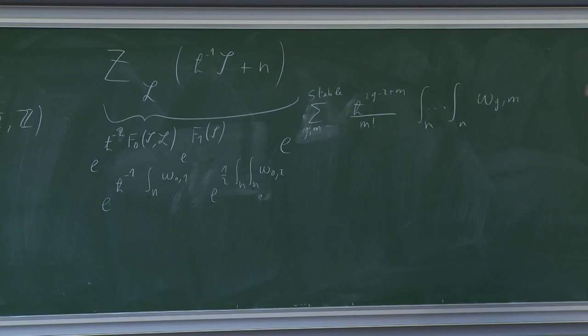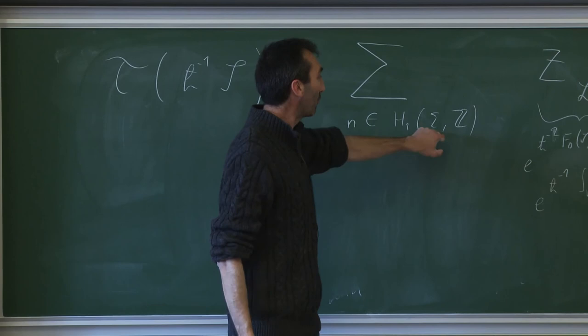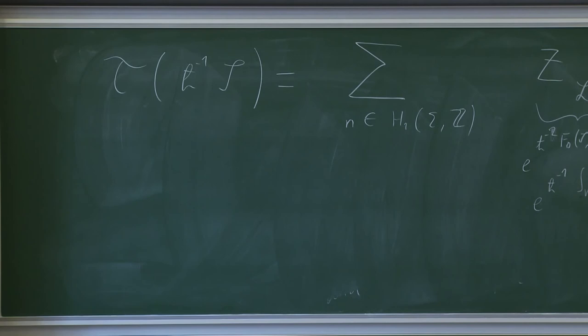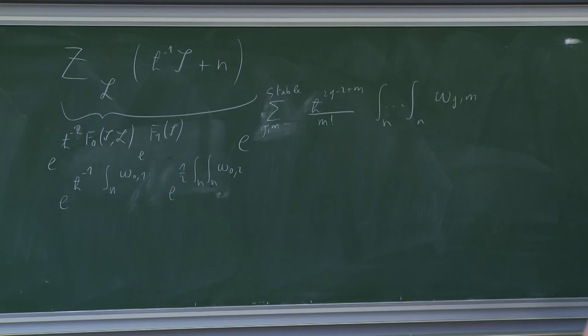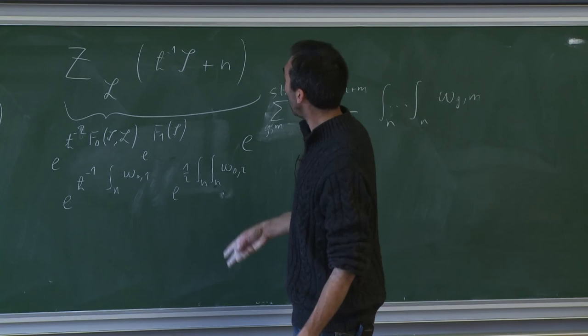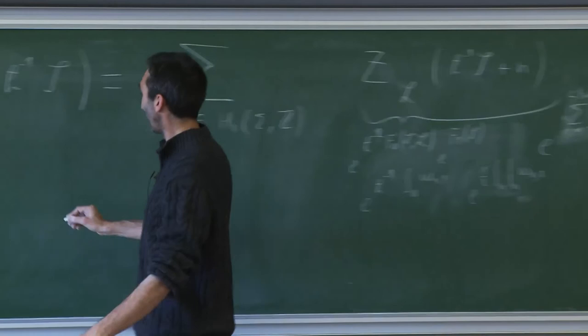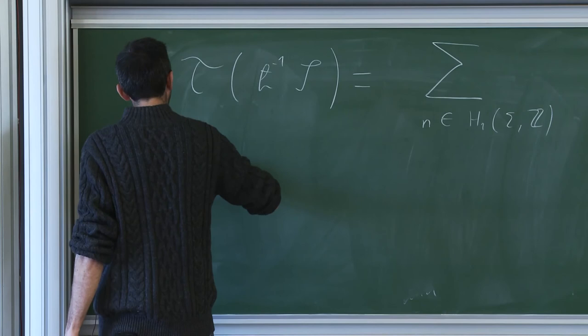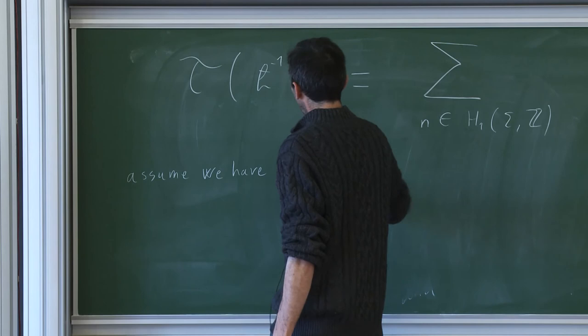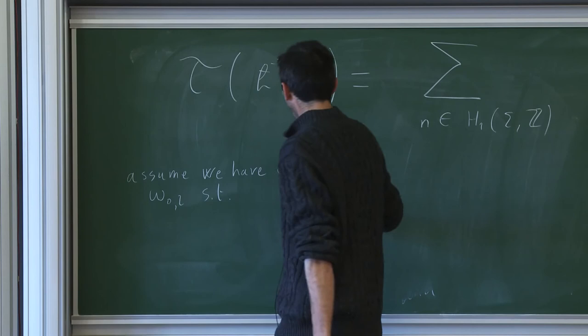Well, the only thing is that you cannot really use the full H1, because imagine that in H1 you have ker b hat. And I remind you that each time you integrate over ker b hat, you get zero. So if n belongs to ker b hat, you can forget it somehow. So you don't want to sum over ker b hat. Let us assume we have chosen omega 0 2 such that ker b hat is an integer Lagrangian.